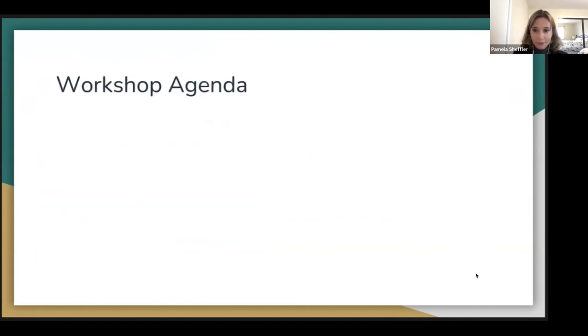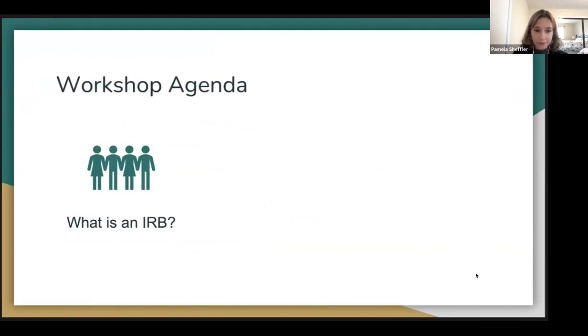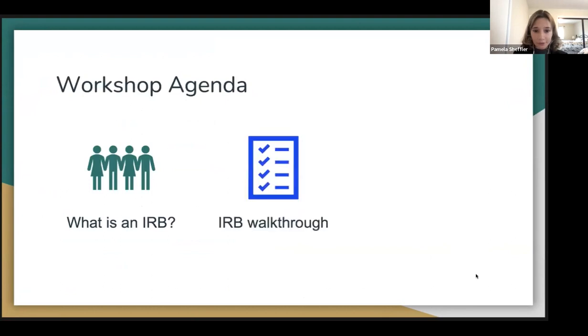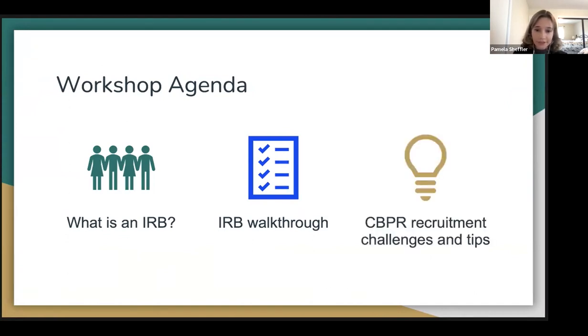So today's workshop agenda is first to talk about what an IRB is, an IRB application, the Institutional Review Board itself. And then I will walk you through an IRB just so that you know what you're dealing with and what each of the sections looks like. And then we'll talk about some community-based participatory research recruitment challenges and tips. So challenges that are unique to CBPR and some tips for how to deal with those.